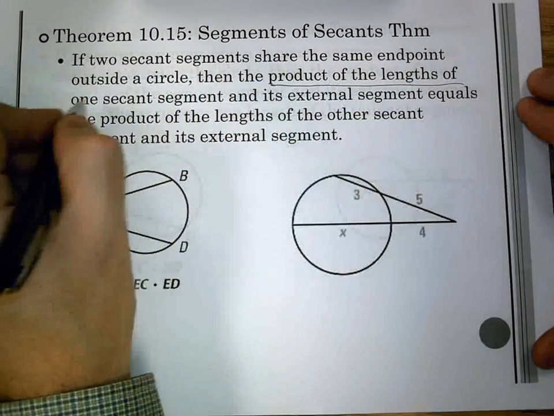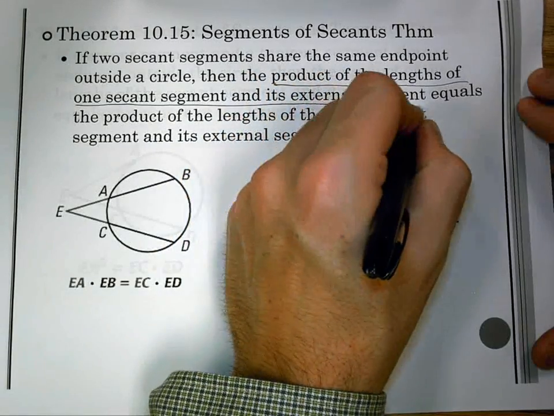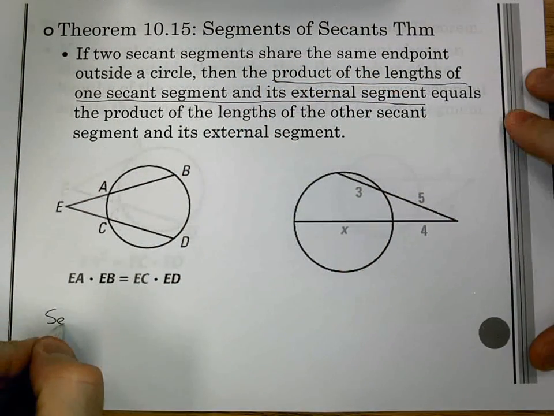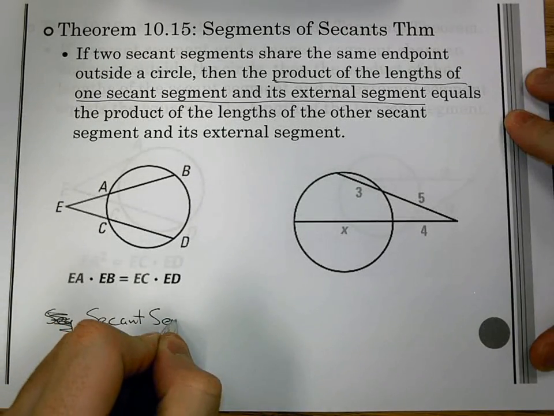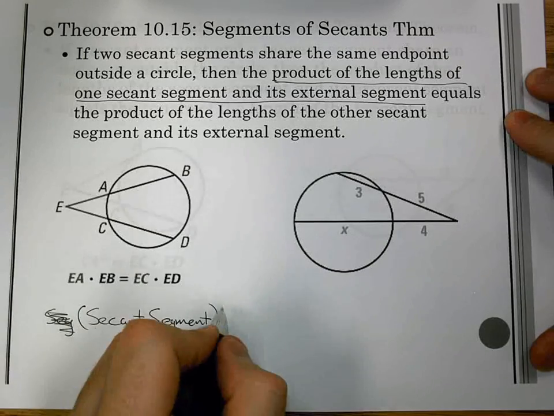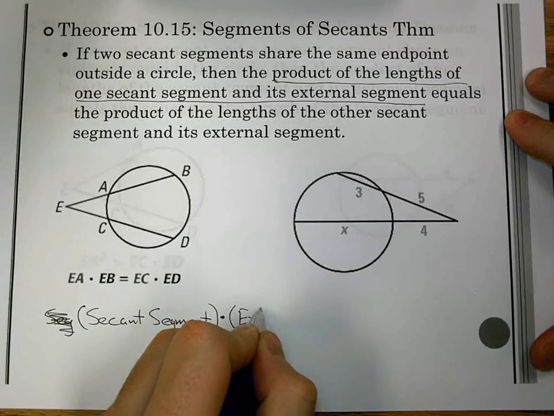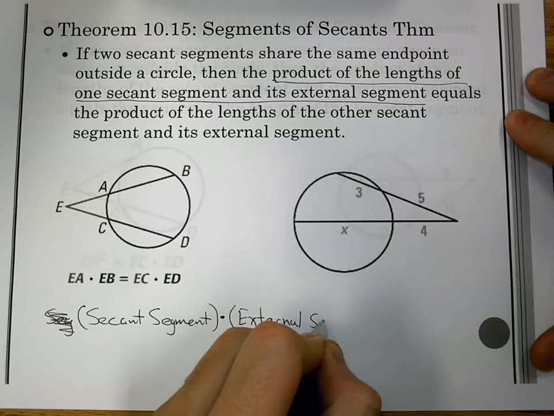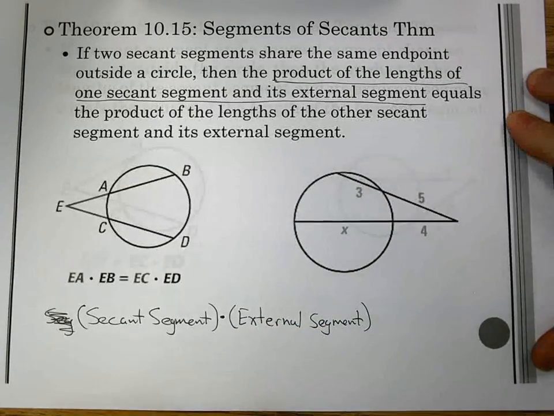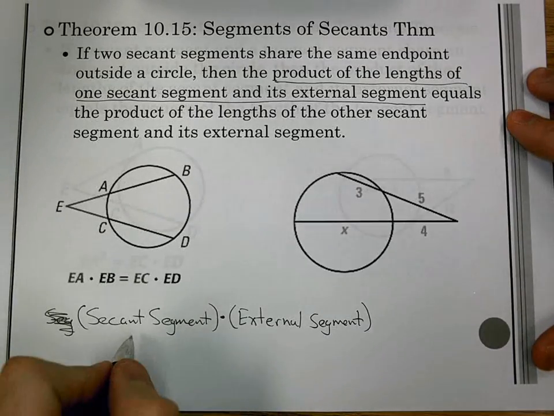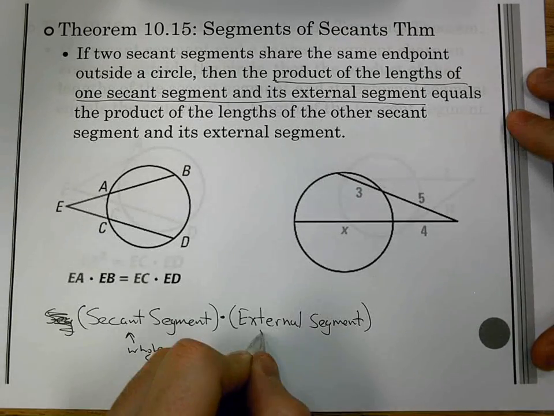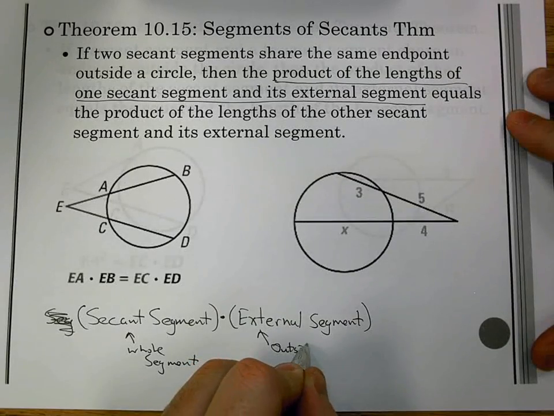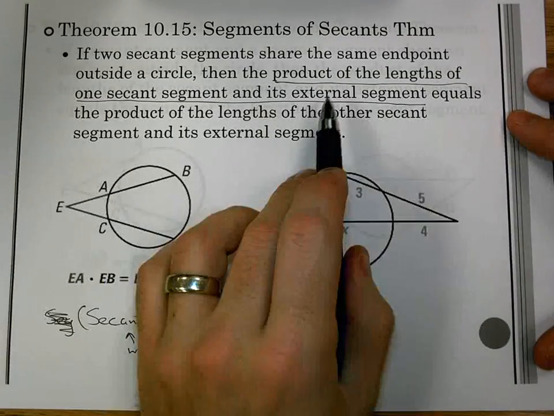Well, let's underline the important part right here. What that is saying is we're going to do the secant segment times the external. Now, like we just talked about on the last slide, the secant segment is the whole segment. The external is the outside part. So here I'm going to do the product.